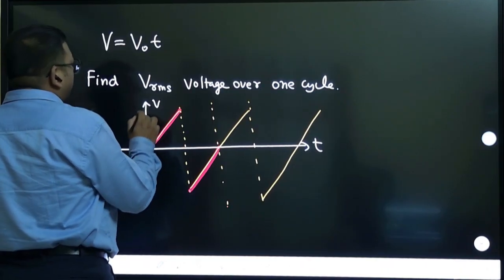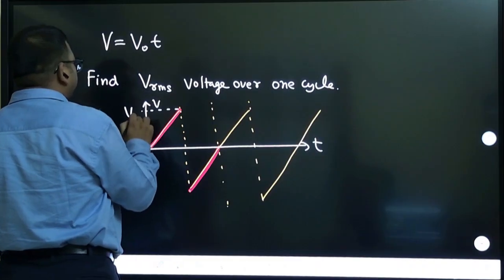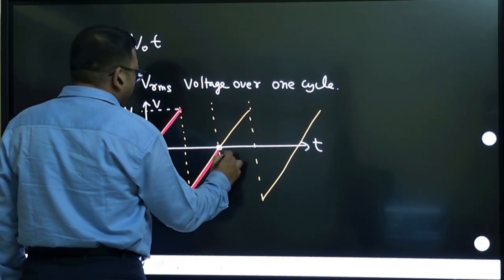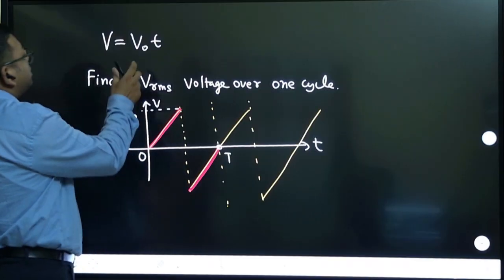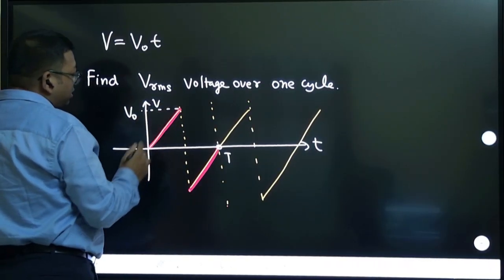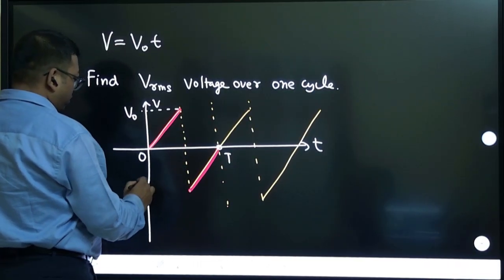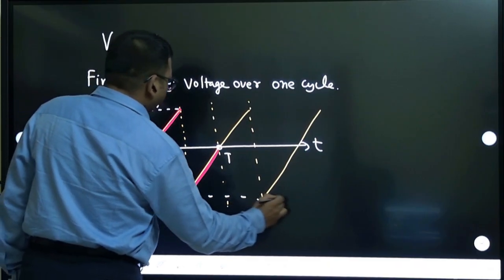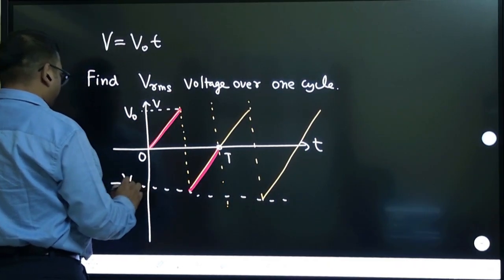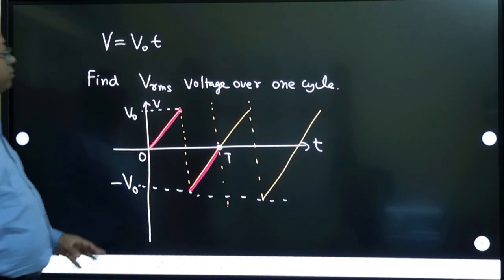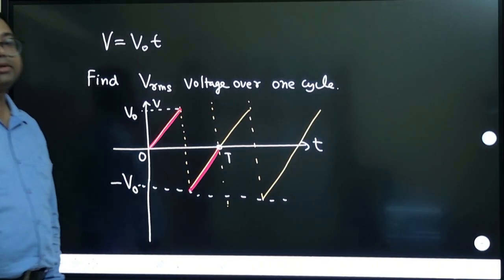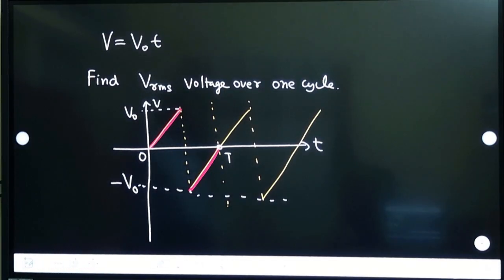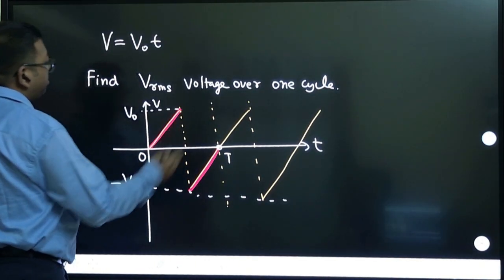The maximum value is V naught, and this is 0. This is the cycle time T. This straight line which I have drawn, the first graph is like this, and the second graph is parallel to that graph. The lower limit is minus V naught. Now over one cycle you have to find the RMS value. These are parallel lines.